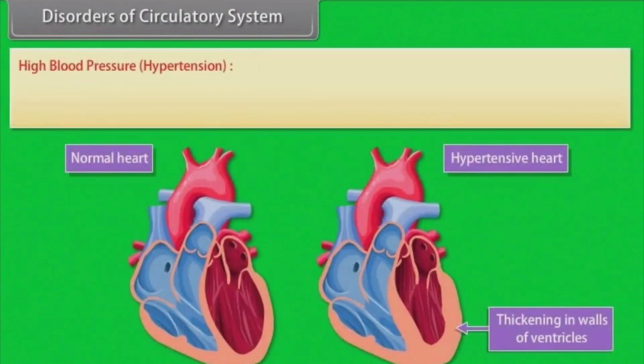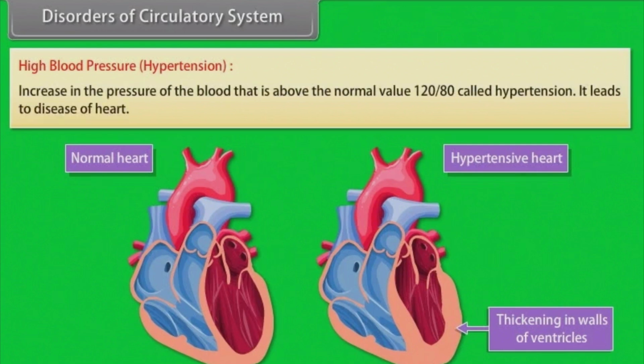Disorders of circulatory system. High blood pressure or hypertension. An increase in the pressure of the blood above the normal value, 120/80, is called hypertension. It leads to disease of the heart.